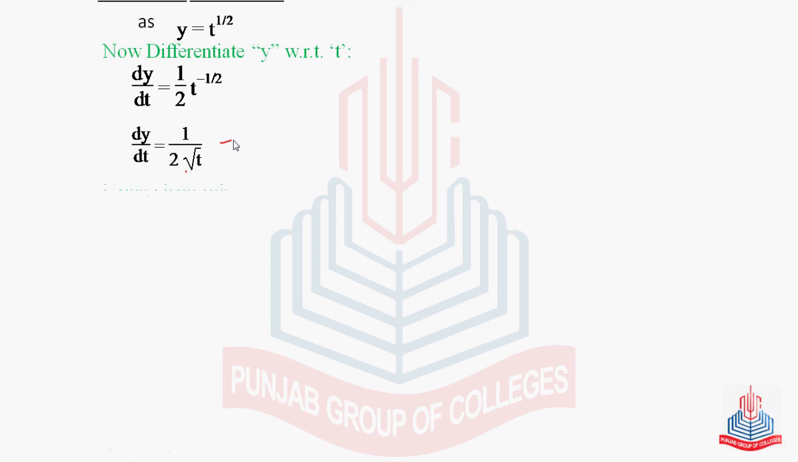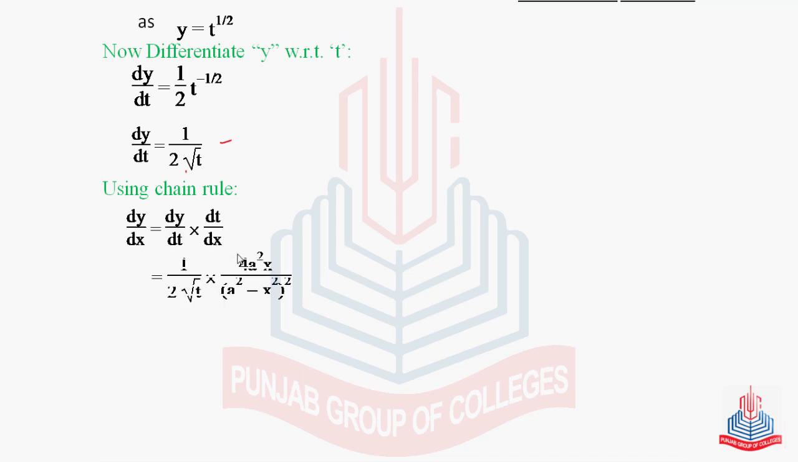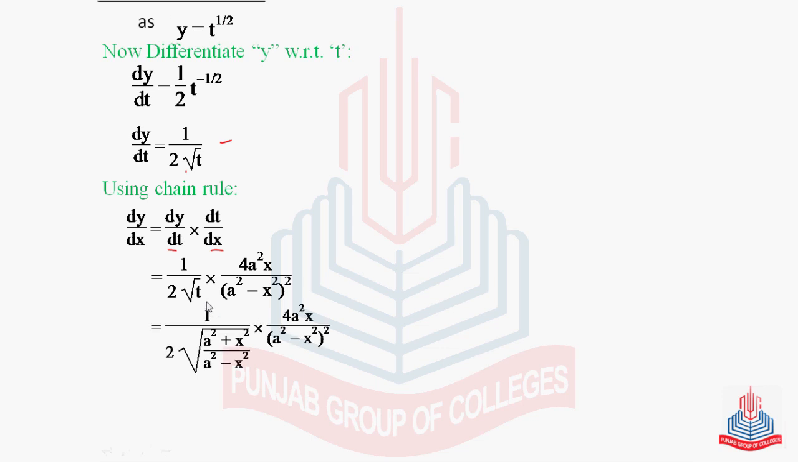So using the chain rule, dy/dx is dy/dt into dt/dx. Substituting the values of these two derivatives, this will be of the form 1 over 2 square root of t, and dt/dx we calculated, that is 4a²x divided by (a² − x²) whole squared. Again replace the value of t, which is (a² + x²)/(a² − x²). This one is exactly the same as we see in the previous step. This 2 will cancel out with this 4 and become 2, which is this one, a²x, and (a² − x²) is as it is.